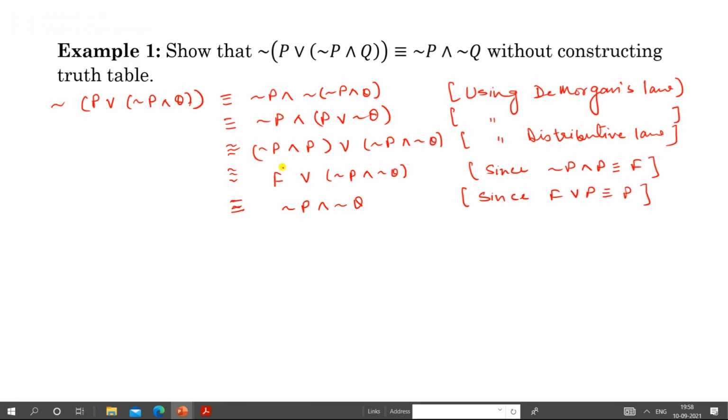So in this way, you can prove a logical equivalence without constructing truth table. You can start from the left hand side, or you can start from the right hand side also. Whatever rule you are using, just describe this rule here. So step by step, you can start from left hand side or right hand side, then move to the other hand side. So in this way, you can prove a logical equivalence.